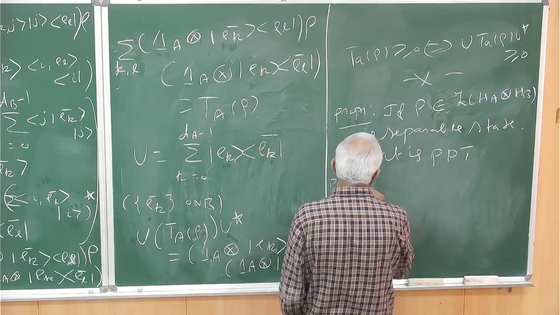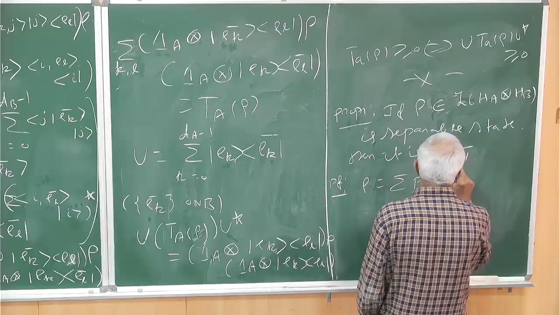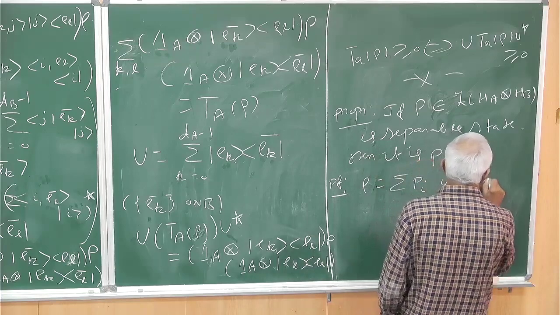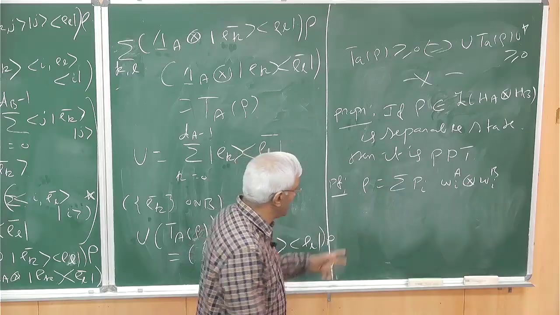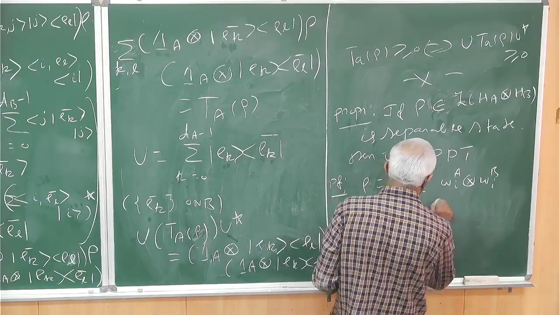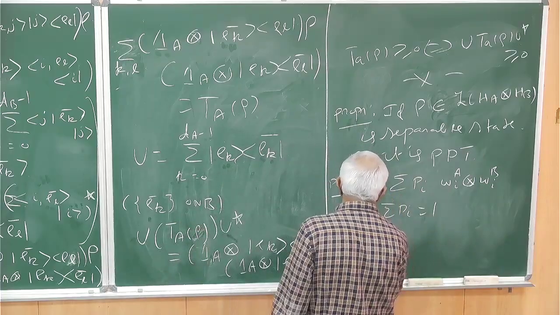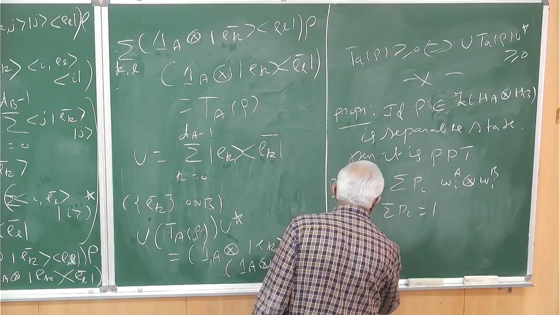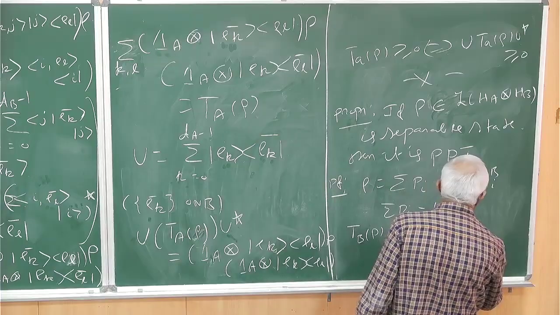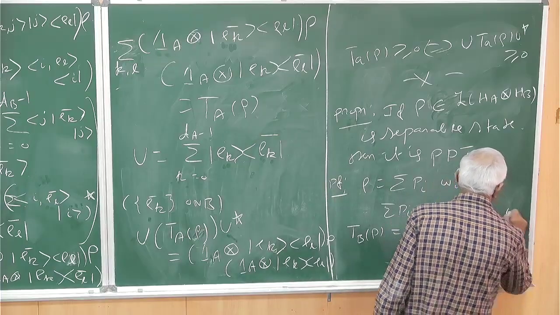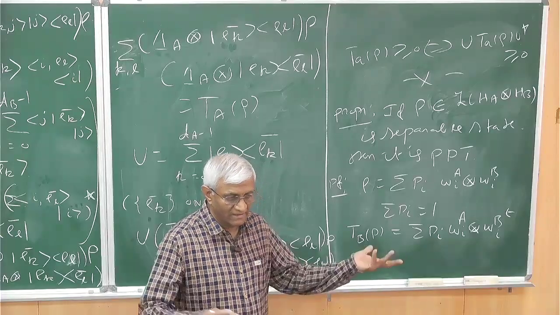Rho is separable. That means rho looks like this: summation of pi omega Ai tensor omega Bi, where omega Ai is a state, omega Bi is a state, and summation of pi equals 1. That is the definition of separability. Now, if you want to take TB of rho, that is just going to be summation pi omega Ai tensor omega Bi transpose. If something is a state, its transpose is also a state.